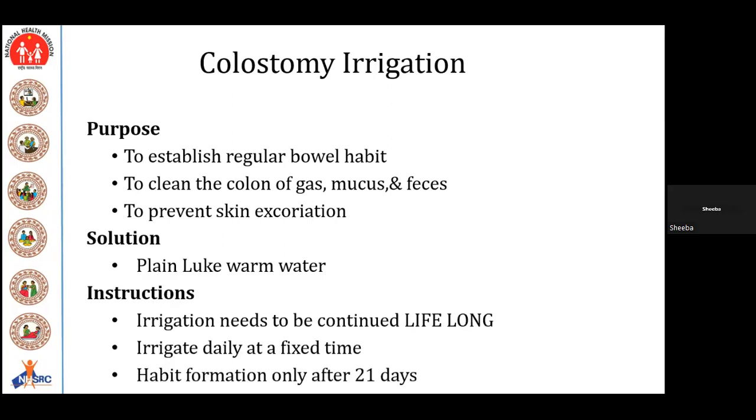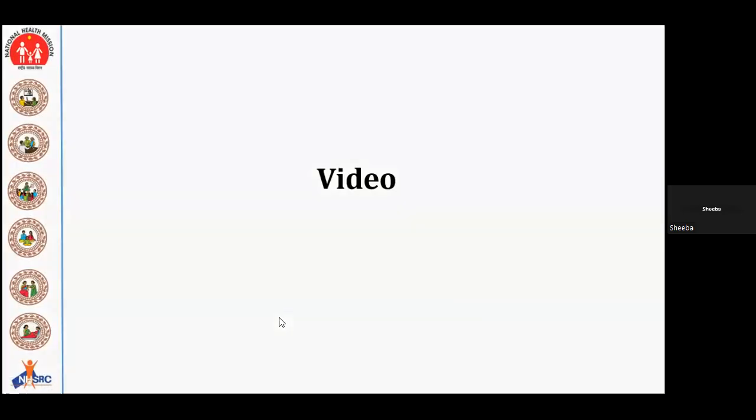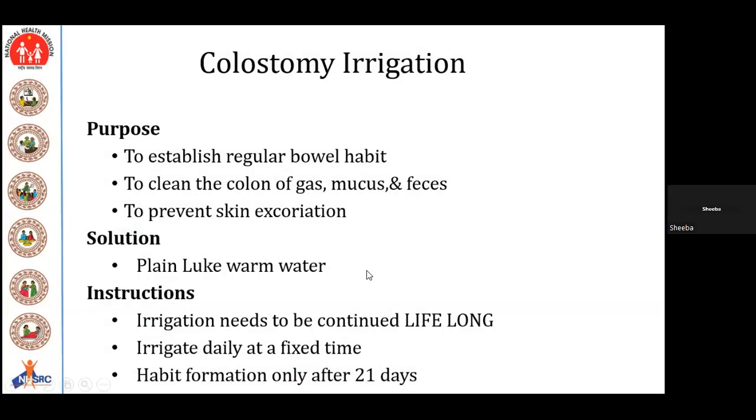And if you tell them the purpose of colostomy irrigation and all these things, sometimes they will agree. If they agree, you have to give proper instructions. What are the instructions? They have to irrigate lifelong. This is very, very important. Otherwise, they might think that whenever they need, they can irrigate. So these important instructions you have to tell them.